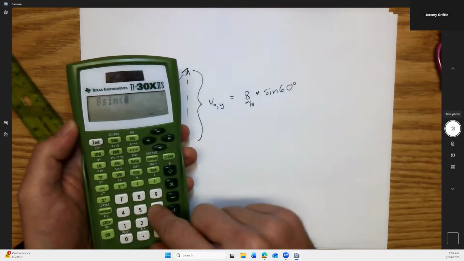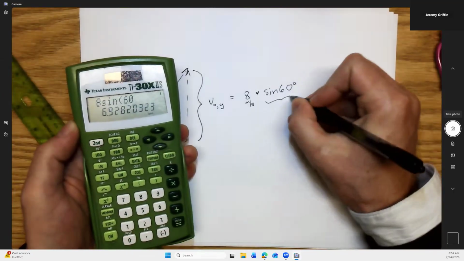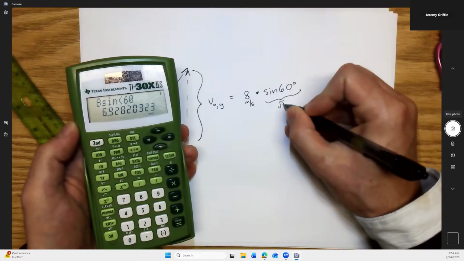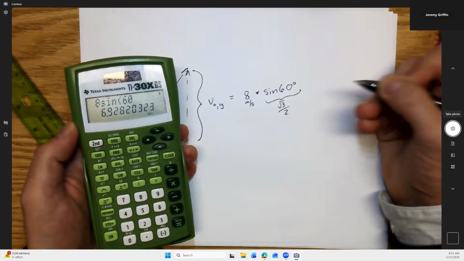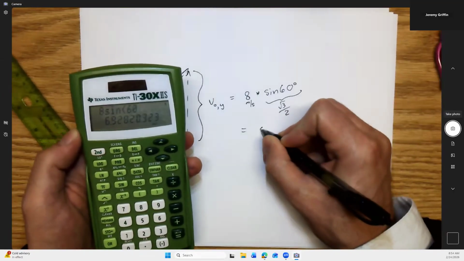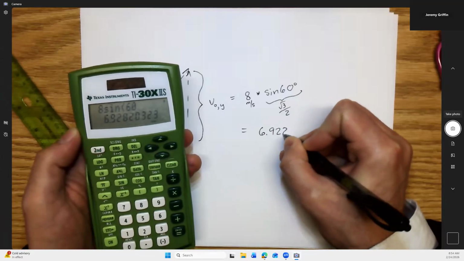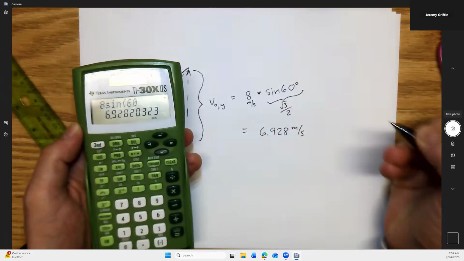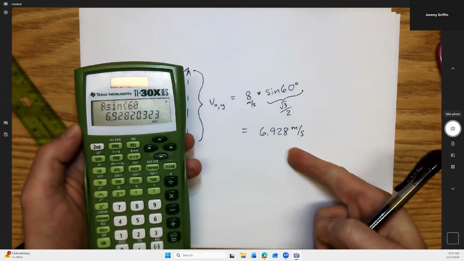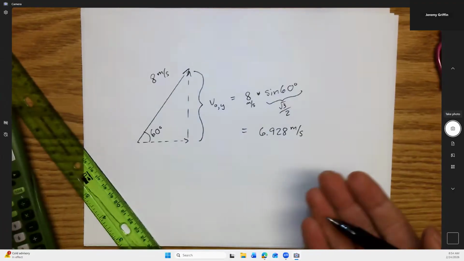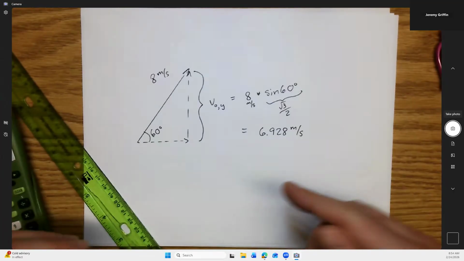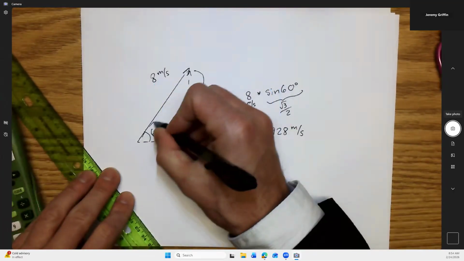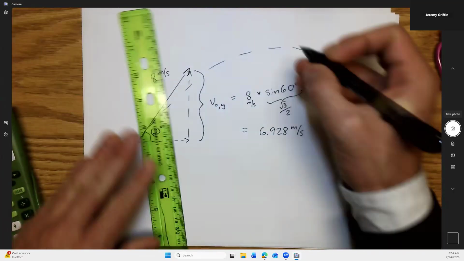So 8 sine 60. Okay. Sine 60 degrees, by the way, is the same thing as root 3 over 2. Sometimes that's helpful to know. But let's just get a decimal value. So I'm looking at 6.928 meters per second. Okay. So guys, if you threw a ball straight up at that speed, then whatever height it reaches is the same maximum height as this ball is going to reach right here.